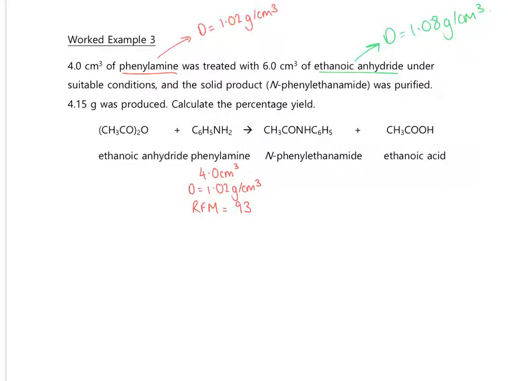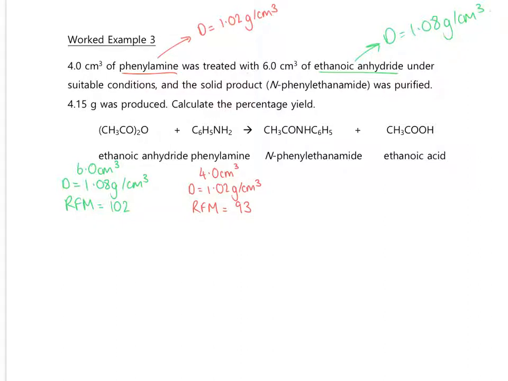Okay, our ethanoic anhydride then is the next bit of information we've been given. We know that there's 6.0 centimetres cubed of that. Its density is 0.18 grams per centimetre cubed. And its RFM, again, if you want to work it out yourself, you can pause and do that, but it works out as 102.